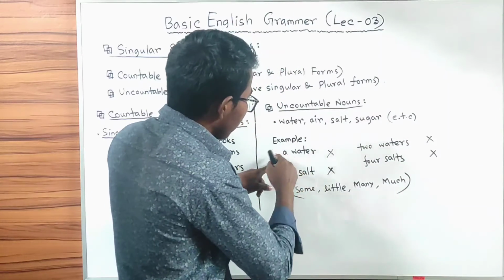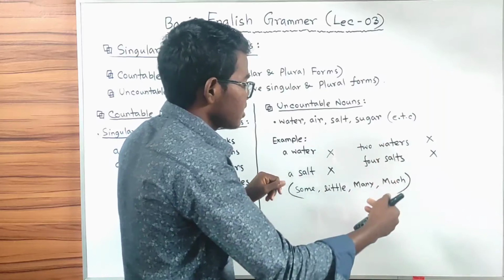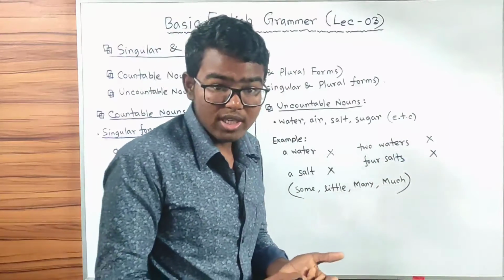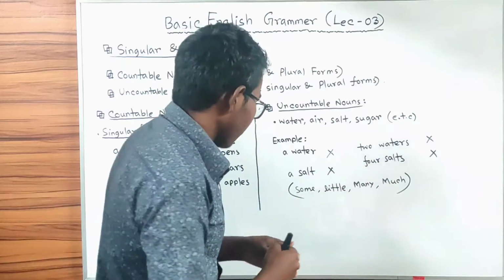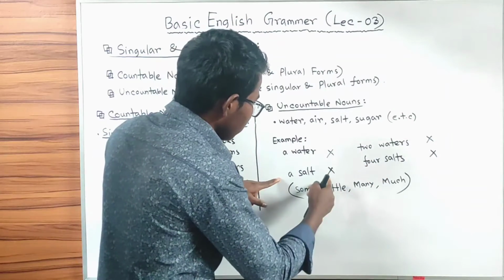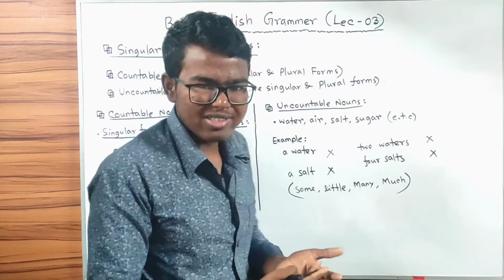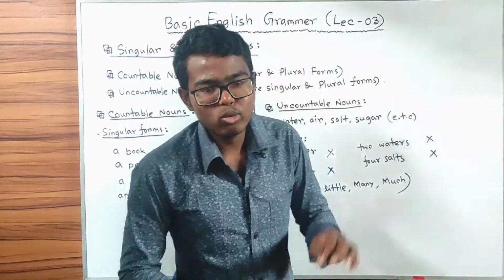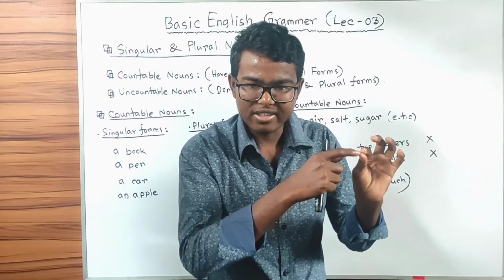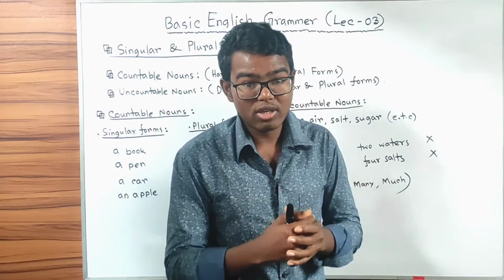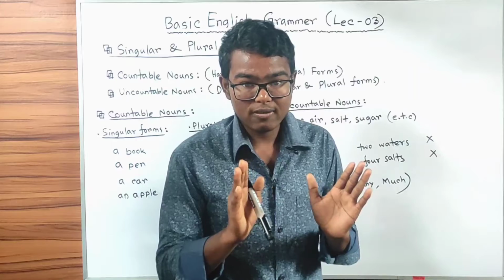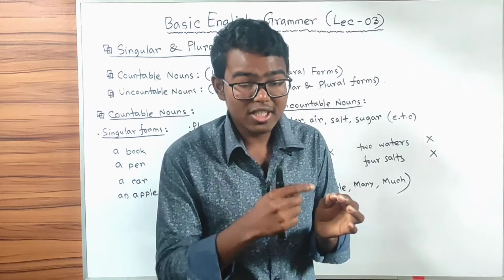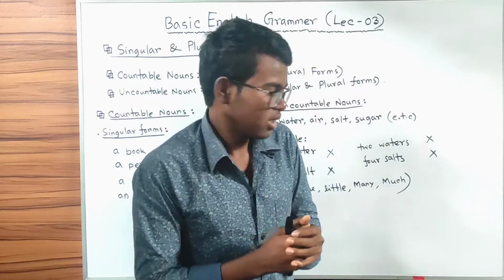We never say a water or two waters, three waters, four waters. These are wrong. We never say like this. We never say a salt or two salt, three salt, four salt. We never say like this. But you can say I have two particles of salt in my hand. But in our regular conversations we don't use this kind of sentence, and this may sound awkward.